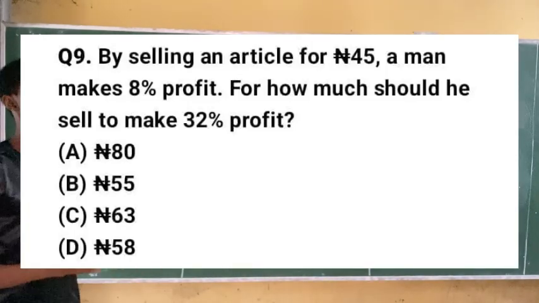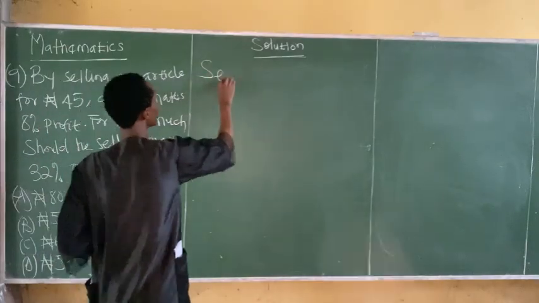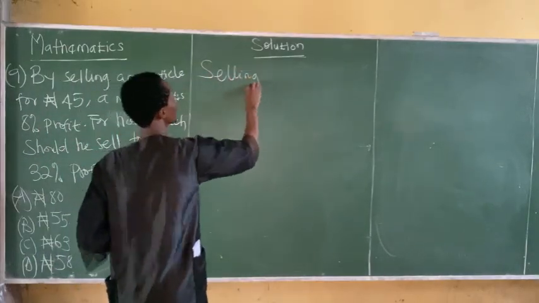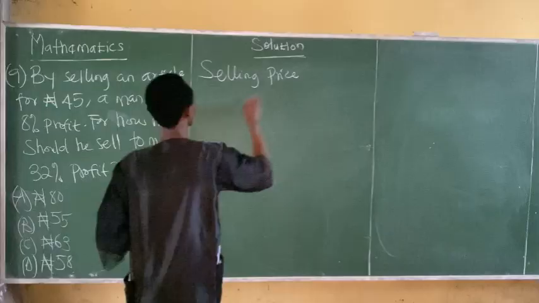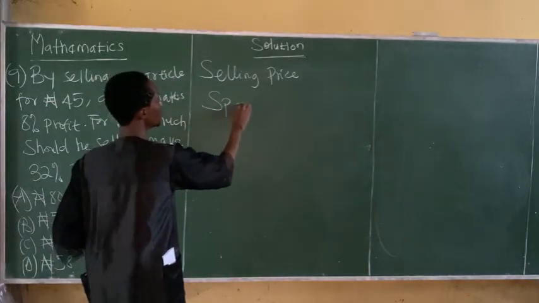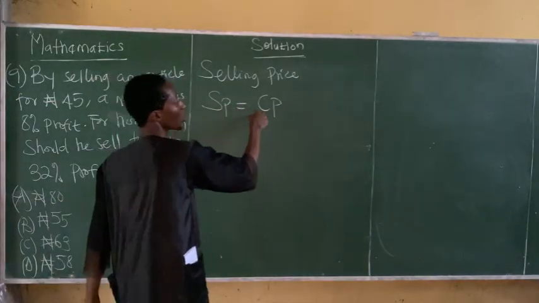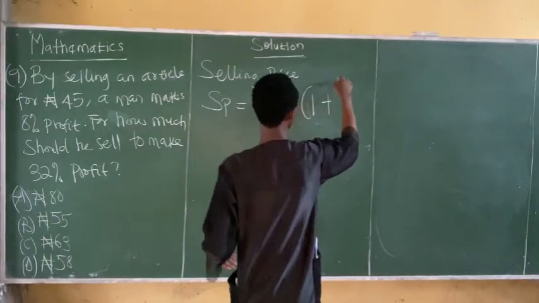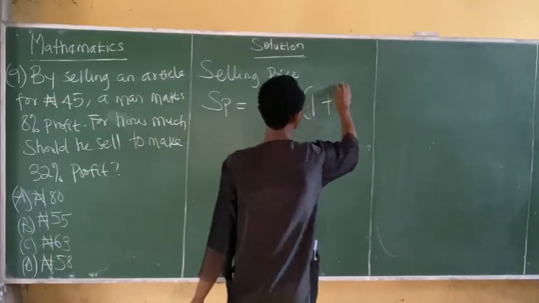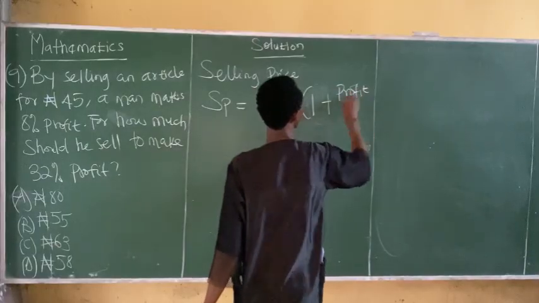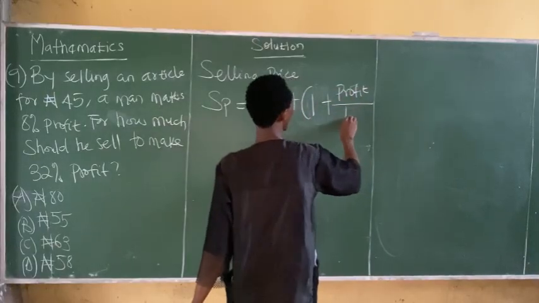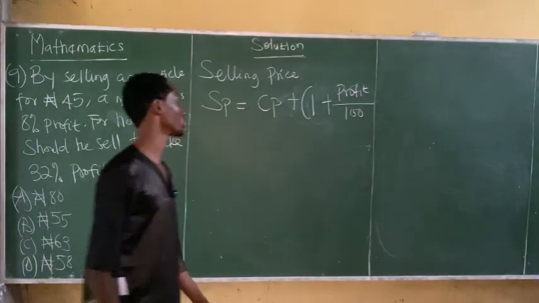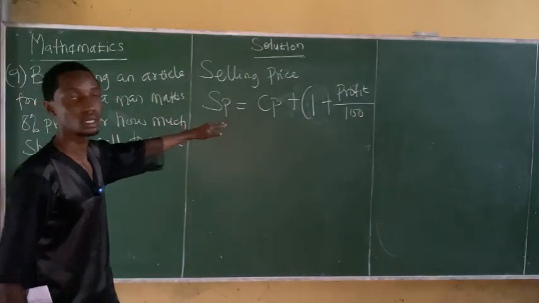The formula for selling price, let's call it SP, is equal to CP, which is the cost price, times 1 plus the profit percent over 100. Yes, that's the formula for the selling price.